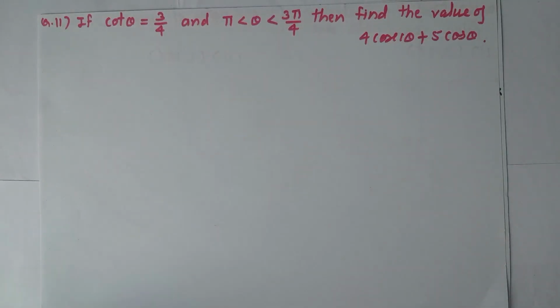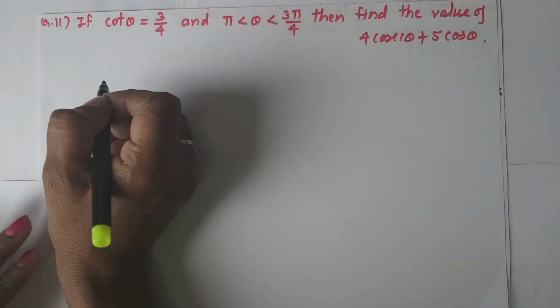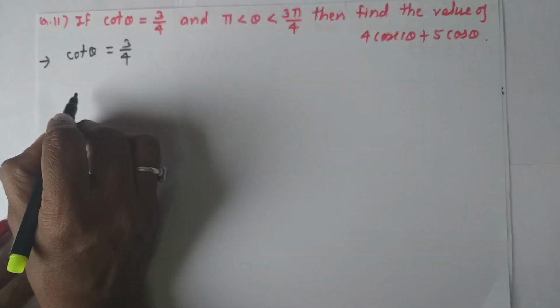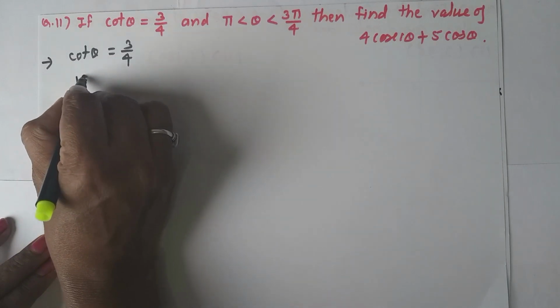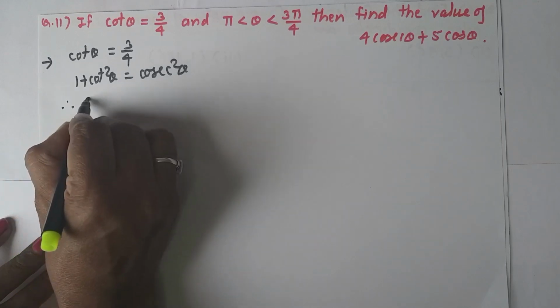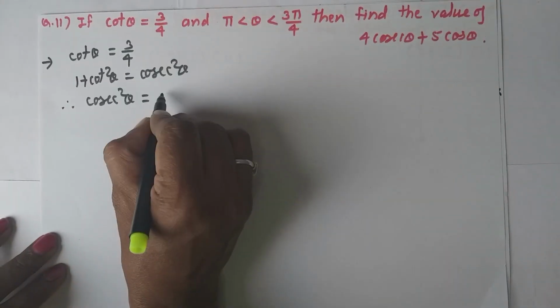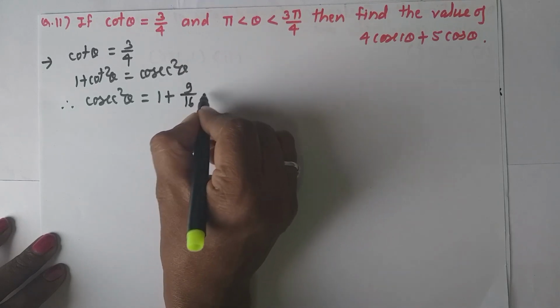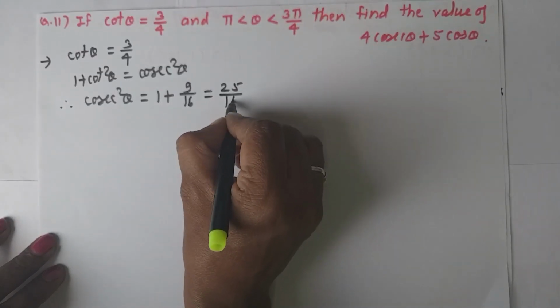If cot theta is equal to 3 by 4 and theta lies in the third quadrant, then find the value of 4 cosec theta plus 5 cos theta. Now see here, cot theta is 3 by 4. Using this, I will find cosec theta because I know the property 1 plus cot square theta is equal to cosec square theta. Therefore, write down cosec square theta is equal to 1 plus, keep the value of cot theta and its square, that is 9 upon 16, and this will be 25 divided by 16.